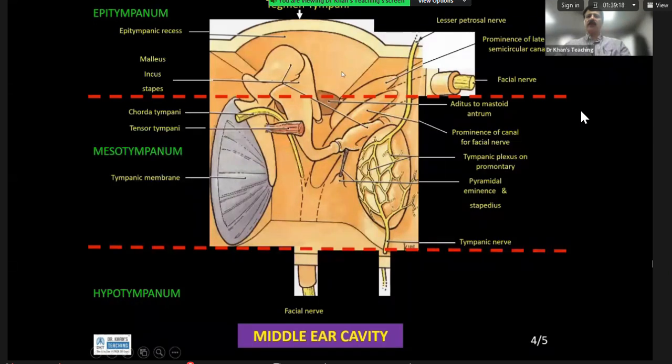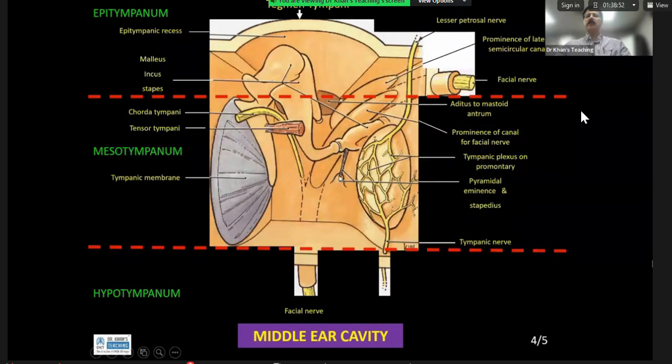If you see here, now concentrate on the posterior wall. So we are looking at the posterior wall. There is a hole here. This hole is the aditus ad antrum. And on the other side of the hole will be the mastoid antrum. Slightly more inferiorly, the landmarks on the posterior wall include this thing. This is known as pyramidal eminence.